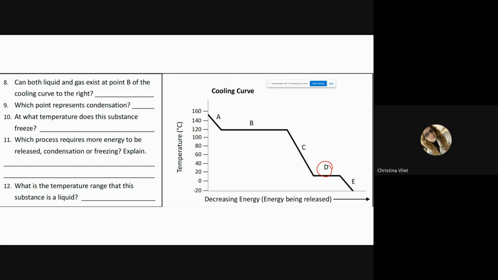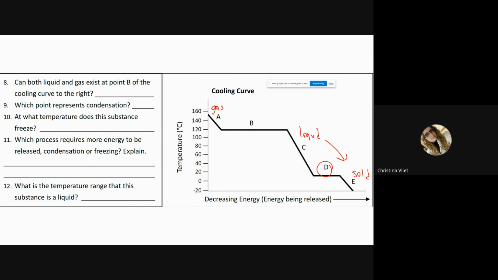Because if you remember, and you just have to remember your states on a cooling curve, at the highest temperature, what would be the state of matter? The highest temperature is going to be gas because the particles move the most, with the most energy. So you start at gas and you end at solid. Freezing is from liquid to solid. That happens at point D, where liquid goes to solid.